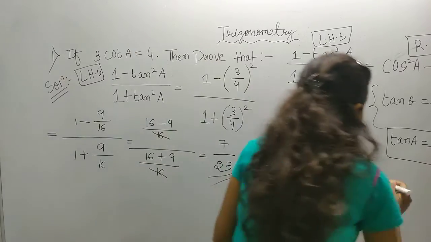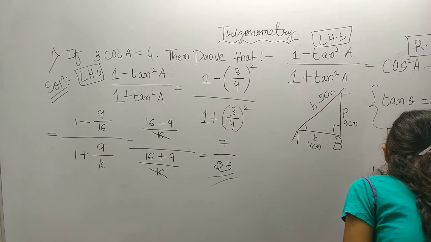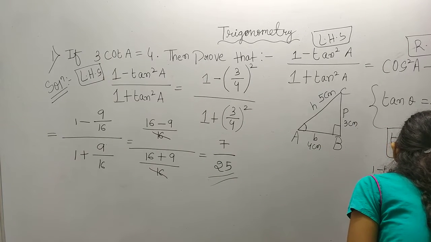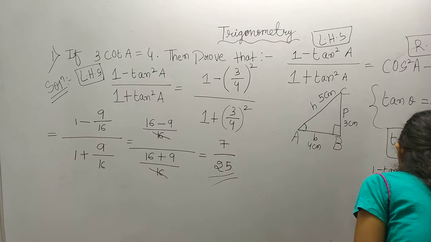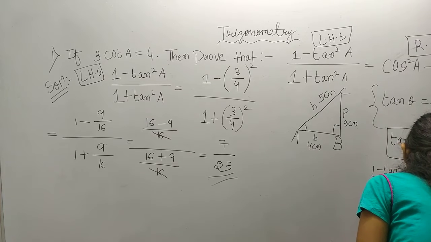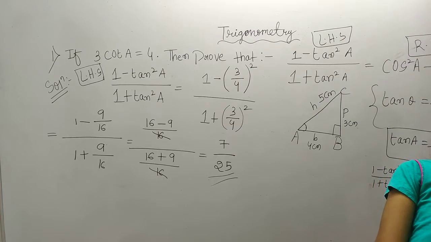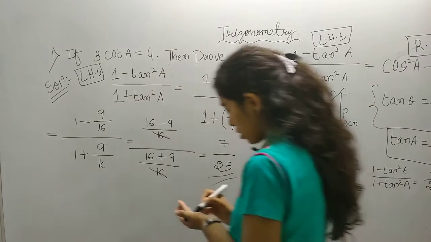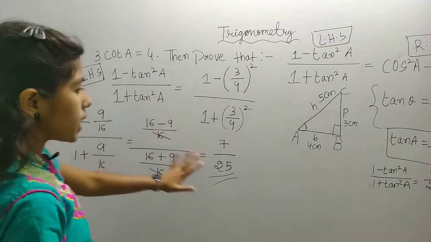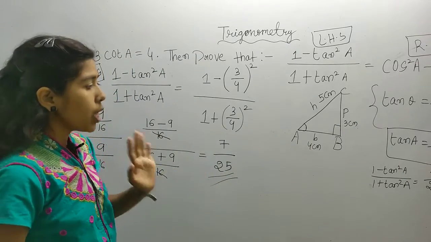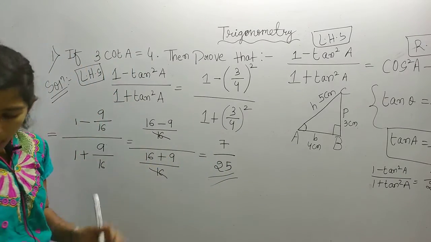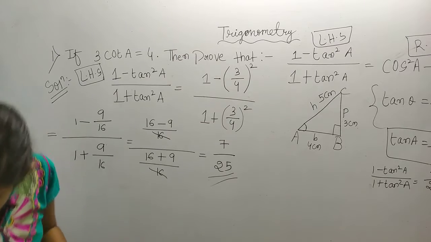So here we will note that one. 1 minus tan square A by 1 plus tan square A equals to 7 by 25. Over. So our LHS we have found out, 7 by 25. Let's see now, we will go to RHS.